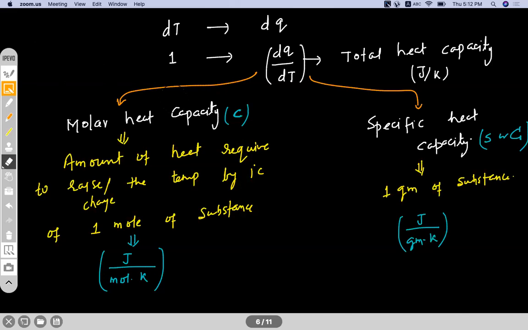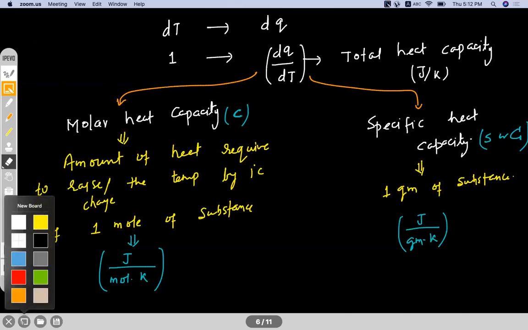Now, next is internal energy. The next thermodynamic term: work, heat, we have done. Now we'll discuss internal energy, the third one. And after this, we'll see the first law of thermodynamics. Internal energy is represented by U or E, capital U, capital E.